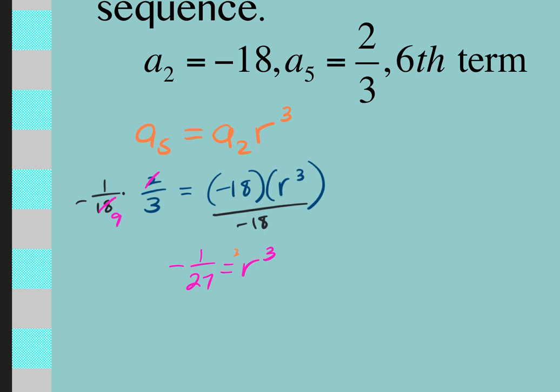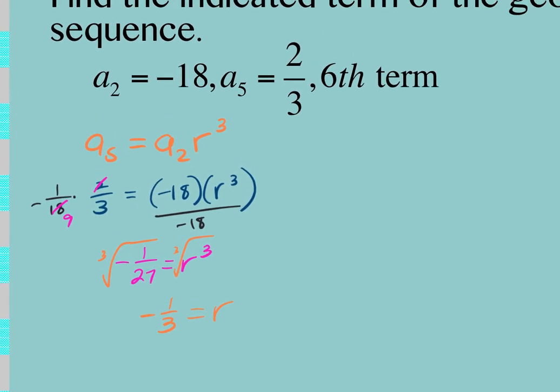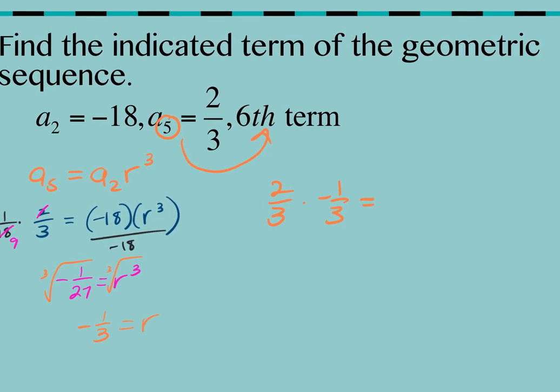I cube root both sides. And what's the cube root of 1 over 27? 1/3, and it would be negative, right? Because it's a negative 1 over 27. So now you've got different ways to approach this. Bryce just said, I have the 5th term, I only want to get to the 6th term. That's what I would recommend. You only have to multiply it once, okay? So I could take my 5th term, 2/3, and multiply it by negative 1/3. And I get negative 2/9.